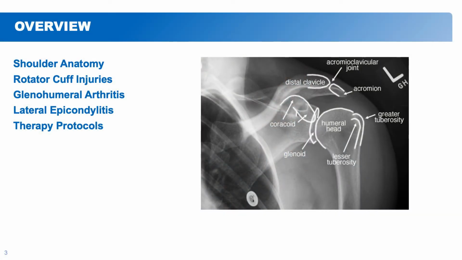As you see with the image on the right, this is an image of a typical AP, which means front to back, shoulder x-ray. And as you see on the right of the screen, there's the humeral head. On the left is what we call the glenoid. And this is kind of the typical ball and socket that some people will refer to in the shoulder. Another key component there is the acromion, which is right above the humeral head. And often that can play a part in certain rotator cuff or impingement type pathologies.